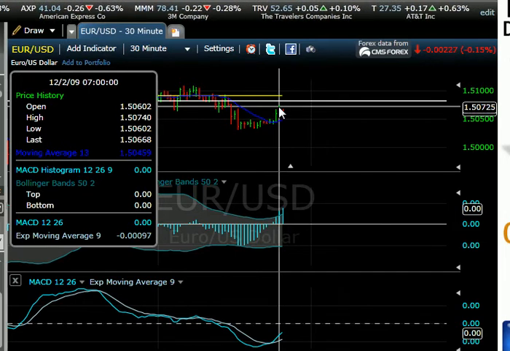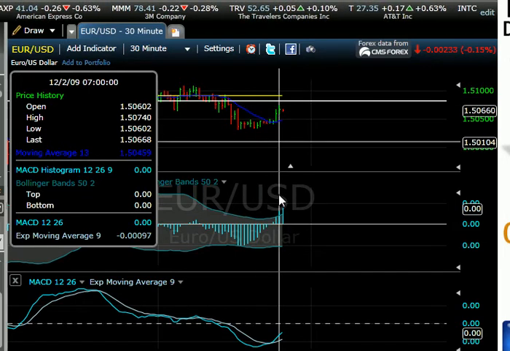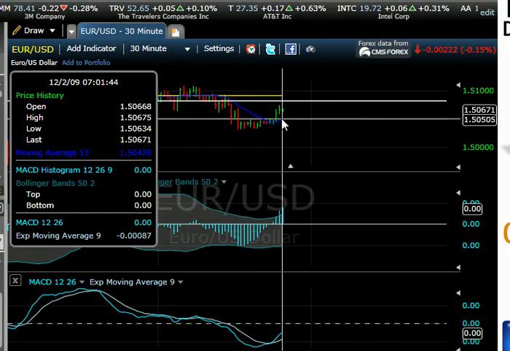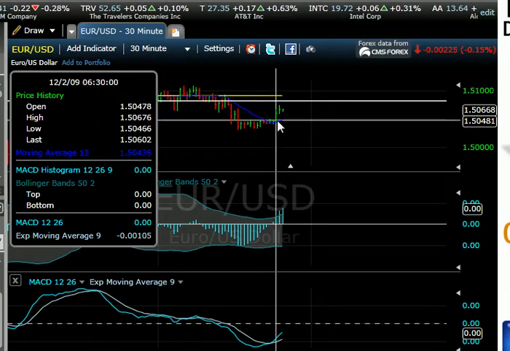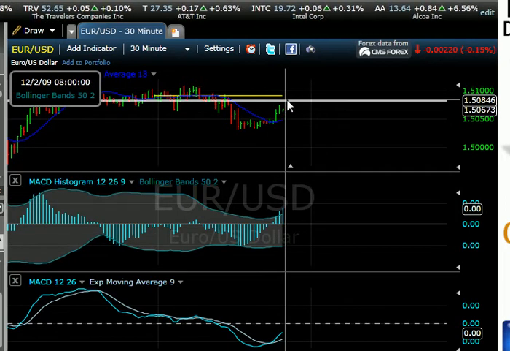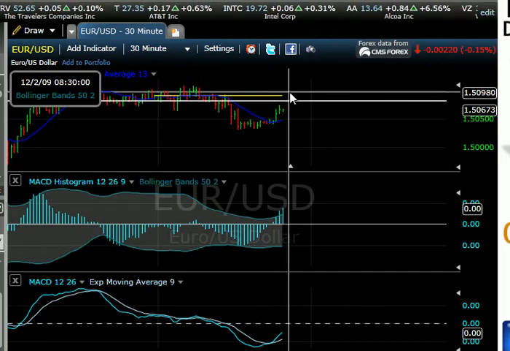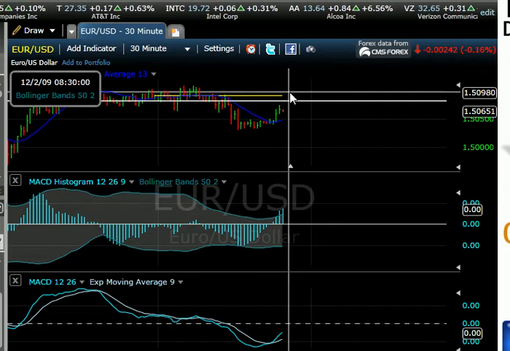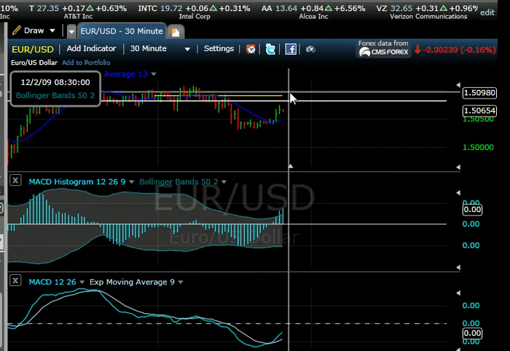And as you can see, the MACD histogram is still going up, and the MACD is still going up, and it's staying way above the 13-day moving average, which means that it still has some more room to go, and it'll probably see 151, if not today, probably through tonight or early tomorrow.